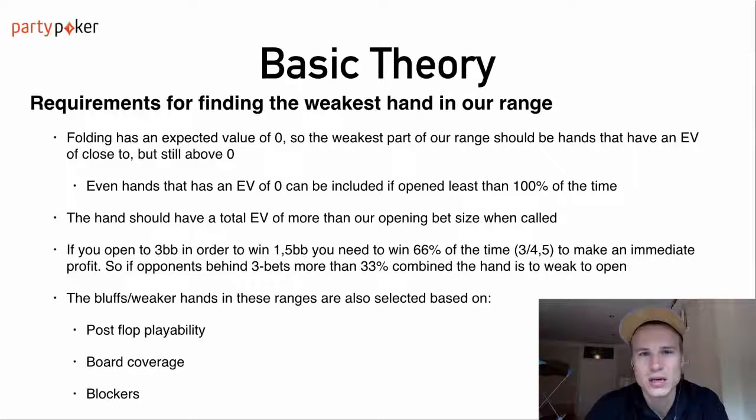The bluffs and the weaker hands we put in our range are also selected based on how well they play post-flop, how well they cover the board, which means we want to be able to have a hand regardless of if the flop is high cards, middle cards or low cards. Blockers are also important as this limits the combination of hands our opponent can have of certain strong hands.